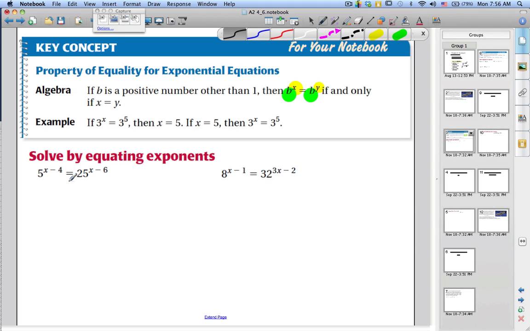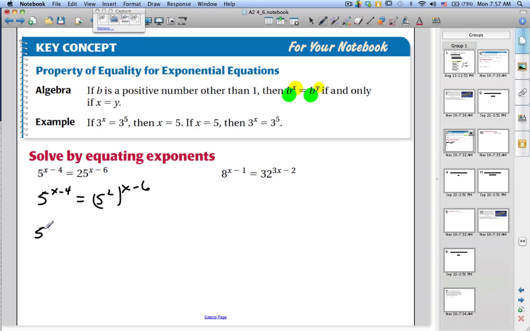In this case, I don't have the same bases, but you can see that 25 is a power of 5. So with a little bit of work, I can make these have the same base. 25 is 5 squared. When I take a power to a power, I multiply the exponents. So this will be 5 to the 2x minus 12 power. And now I can just take these bases and get rid of them. So I know that x minus 4 must be equal to 2x minus 12. If I subtract x and add 12, I'll get x is equal to 8.